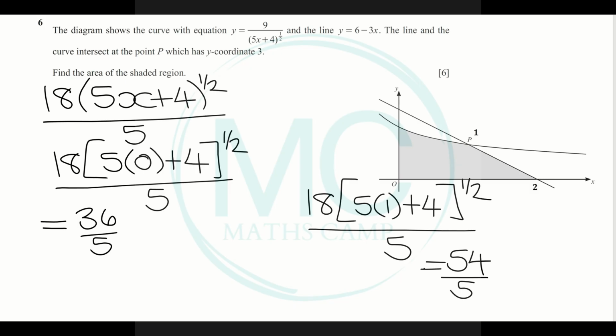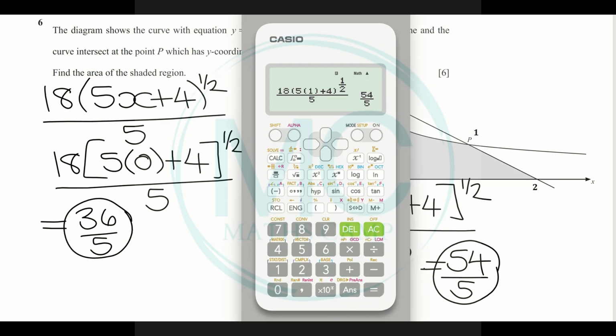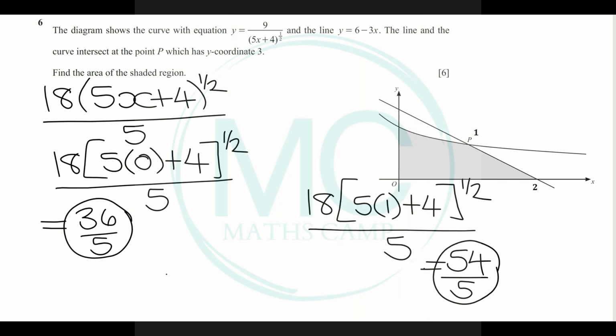Now to find the area, all we do is take the larger value and subtract the smaller one. So I can take my calculator, 54 over 5 minus 36 over 5 is equal to 18 over 5. I can make a note of this over here. This is the area beneath the curve.